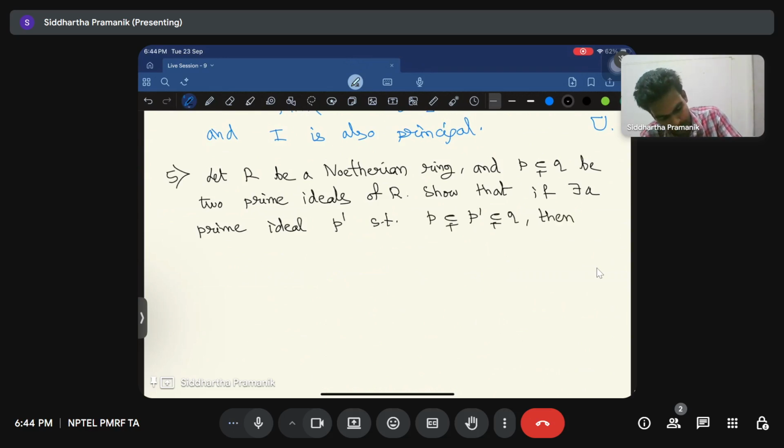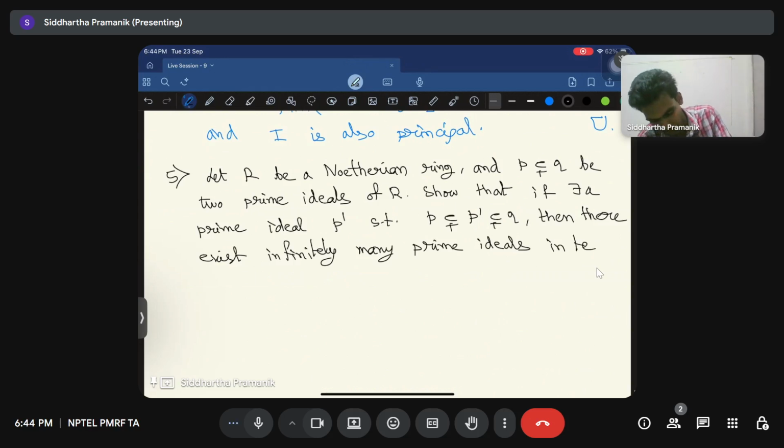then there exist infinitely many prime ideals in between P and Q.